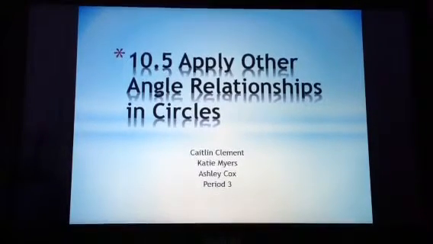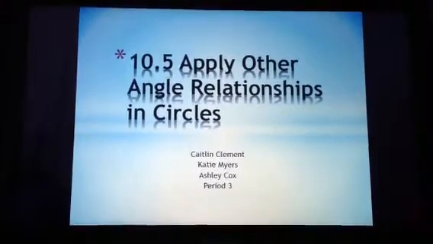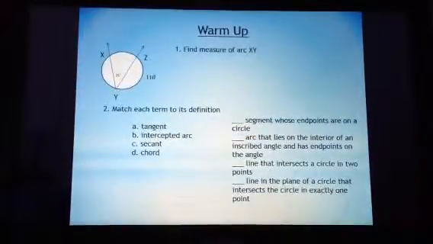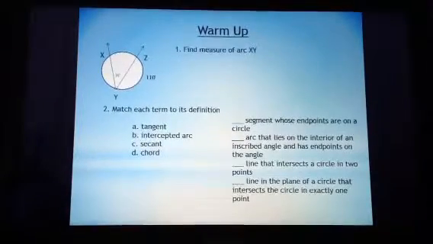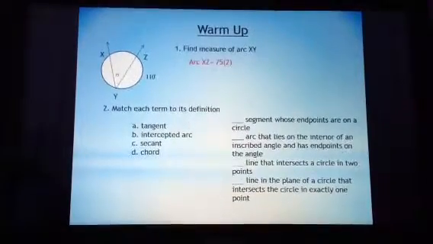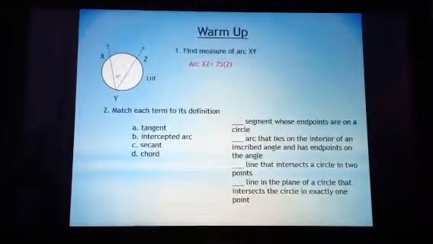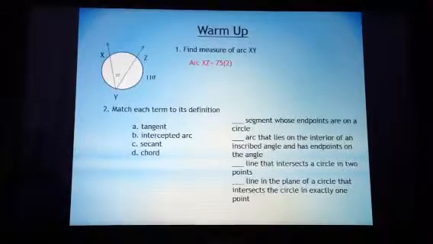This is lesson 10.5. Apply other angle relationships in circles. Complete these warm-up problems. For number 1, first you have to find the measure of arc XZ, and you multiply 75 degrees by 2 since angle XYZ is an inscribed angle.